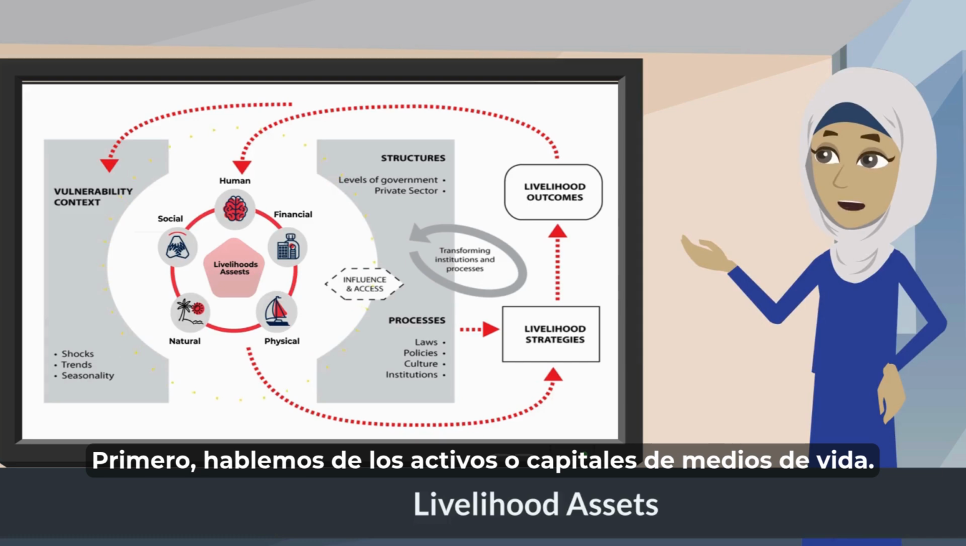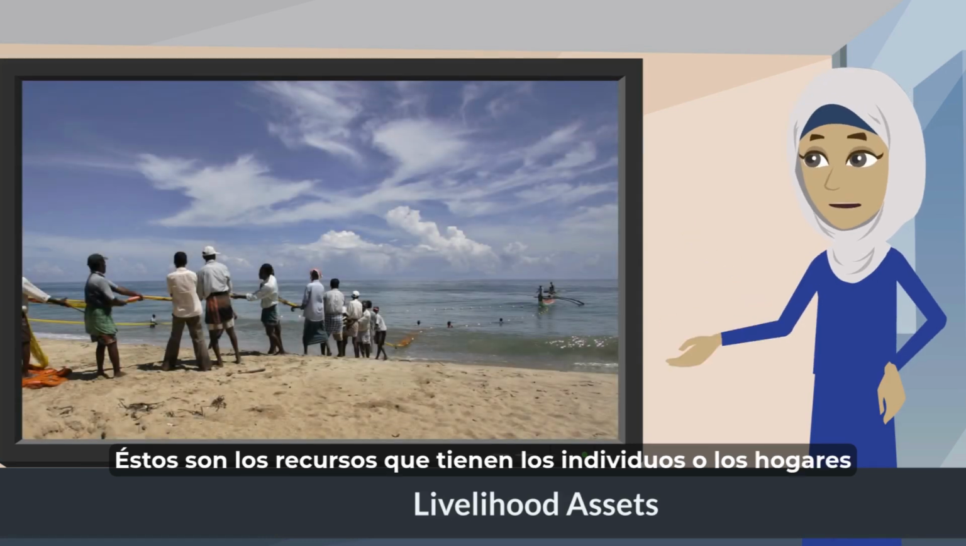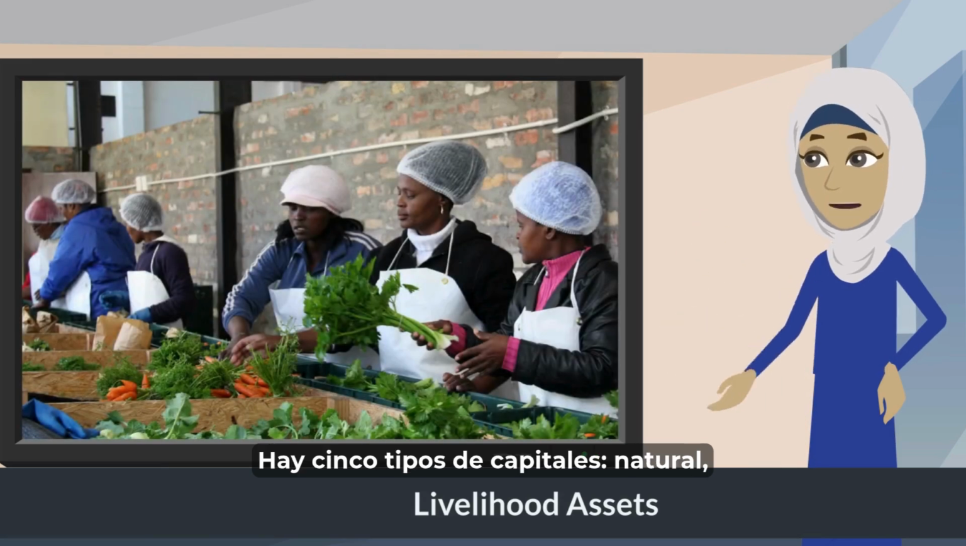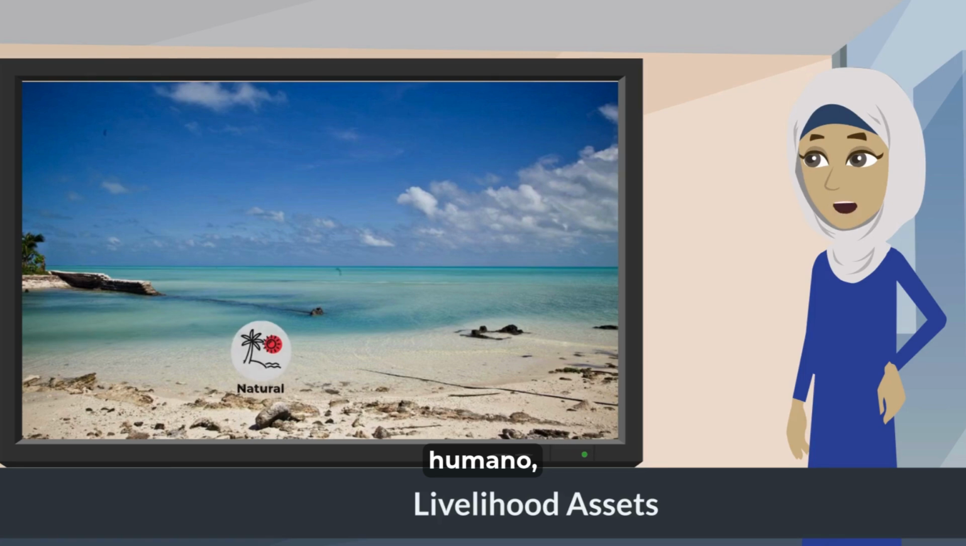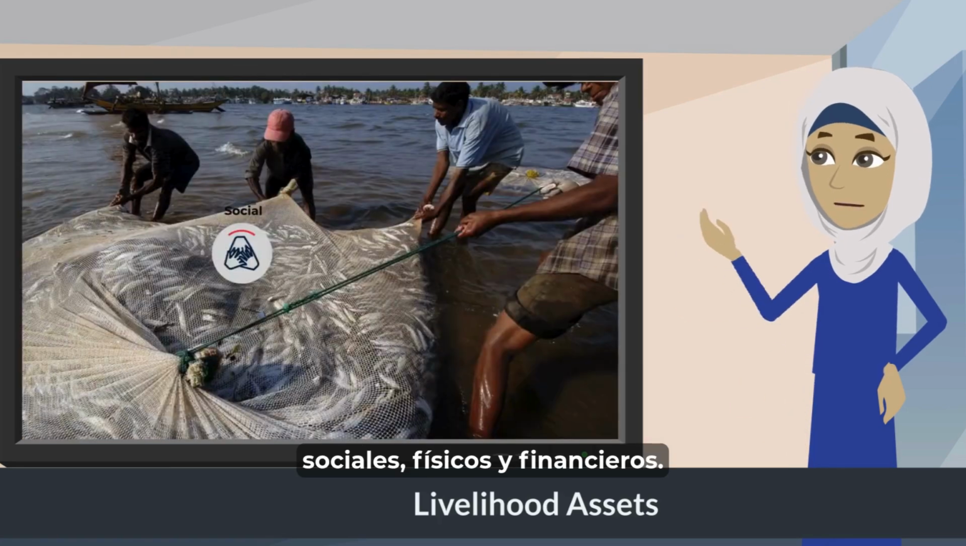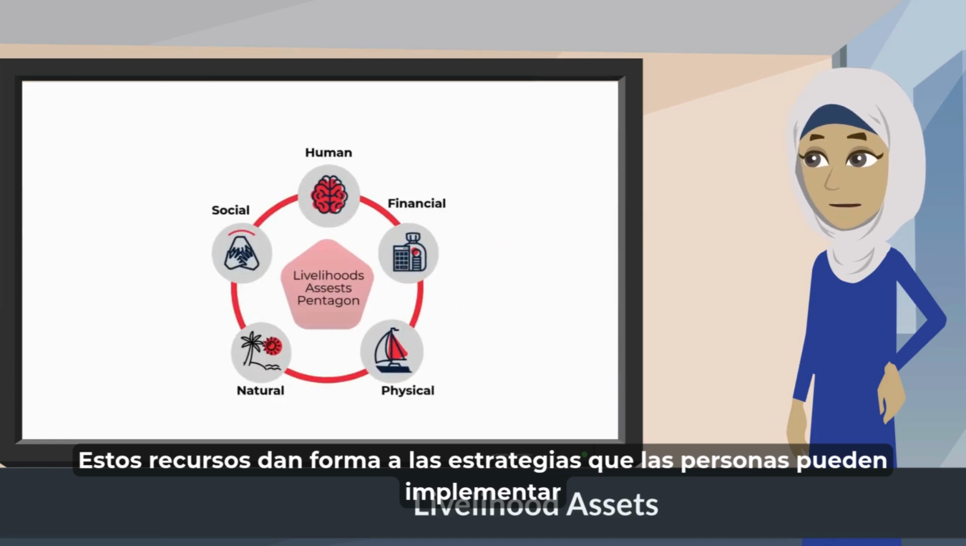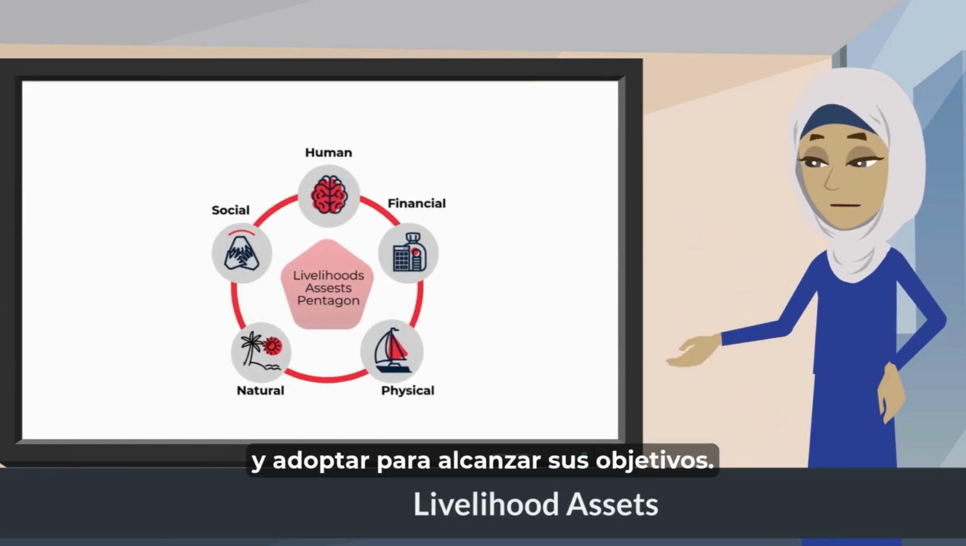First, let's talk about livelihood assets. These are the resources individuals or households use to secure their livelihoods. There are 5 types of capital involved: natural, human, social, physical, and financial assets. These resources shape the strategies people can adopt to achieve their goals.